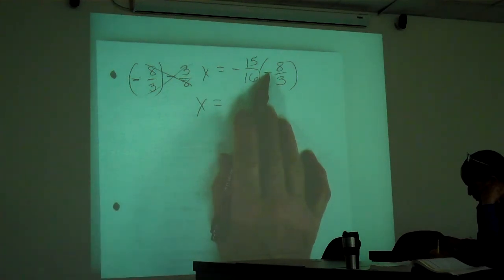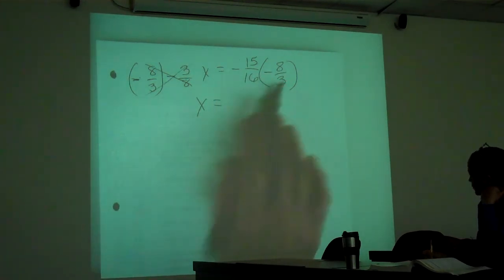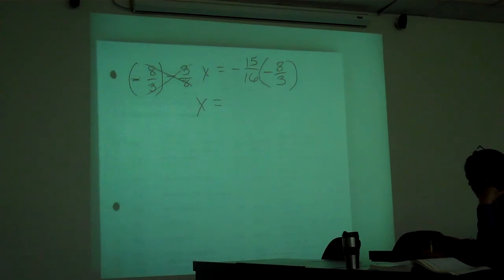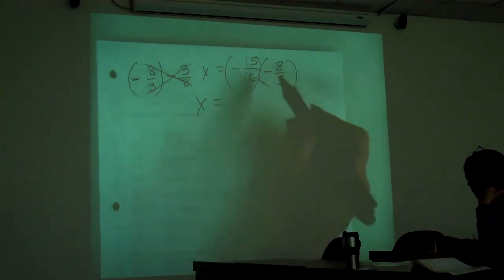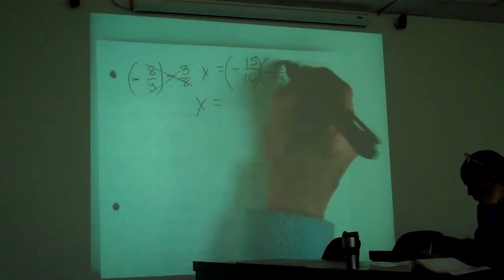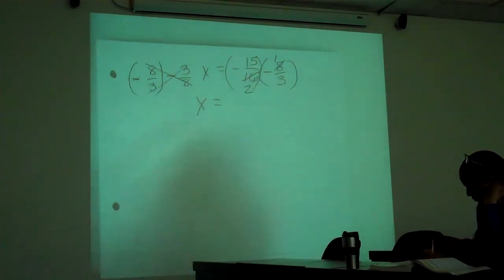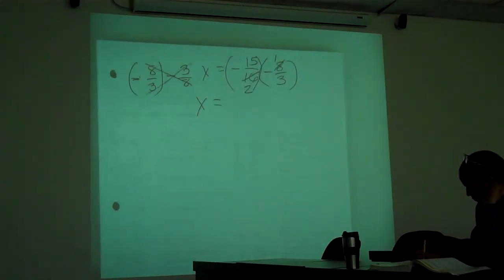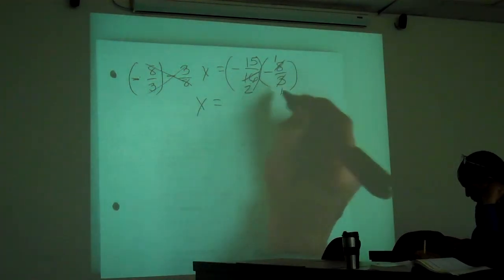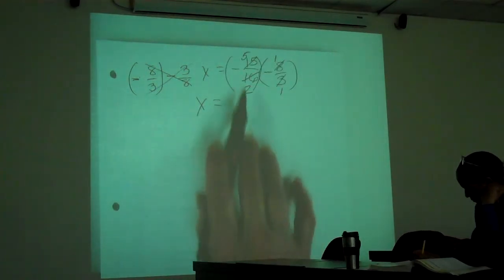Negative times negative. Okay, when you're multiplying, do we need to get a common denominator? No. That's just for adding and subtracting. So here we're multiplying, so we could do some division first if we'd like. I'd rather divide than do 15 times 8 and 16 times 3. So let's divide by 8 here. Divide by 8 is 1, divide by 8 is 2. The 15 and 3 we can divide also. Divide by 3, divide by 3. So that's all we can do.